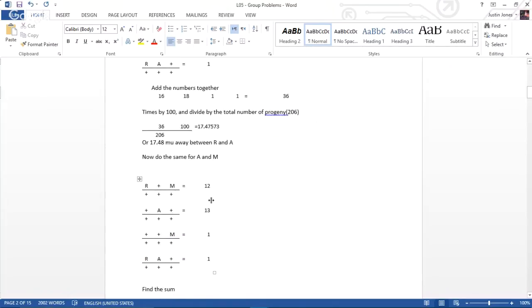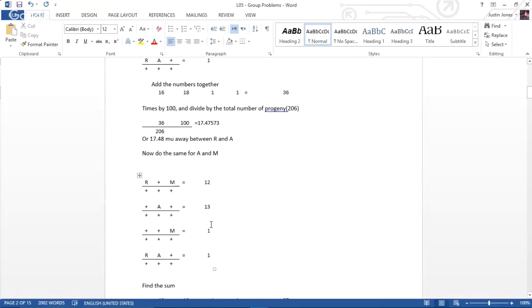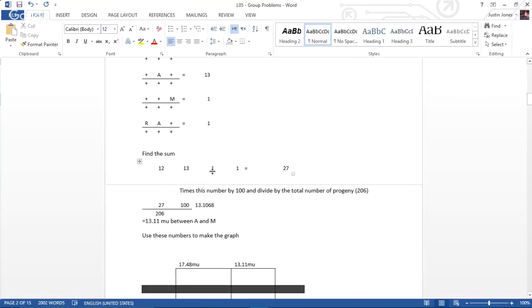And you just do the same thing over again for A and M. So these bottom two are going to be the same because it's a double crossover. And here we're just switching the R and the A. So you would start with M, and then it's normally wild type A, but you flip them and you get R, wild type A, wild type. 12 and 13. Similar stuff as before, 12, 13, 1, 1. That gives you 27. So 27 times it by 100 and then divide by 206. And that gives you the number of map units, which is going to be 13.11.